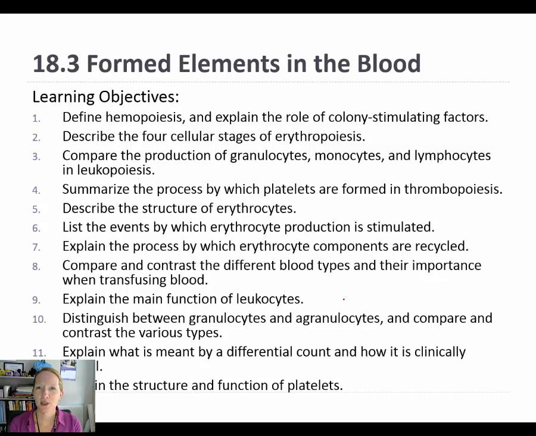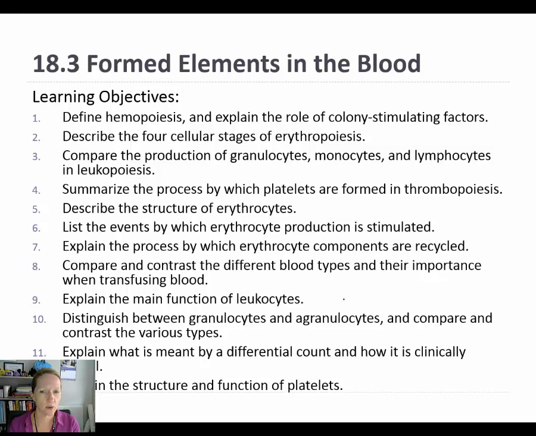Hi everyone. Let's go ahead and start our section 3 of chapter 18. And as you can see from this objective slide, it is a massive chapter, isn't it? Or not chapter, but a massive section here. This is going through all of your formed elements.